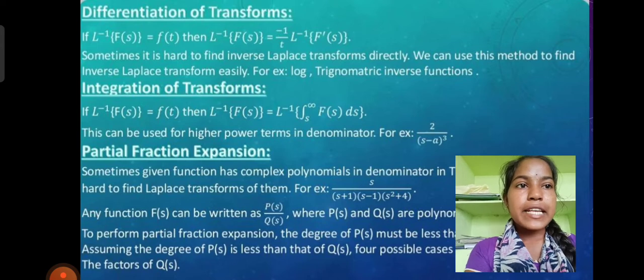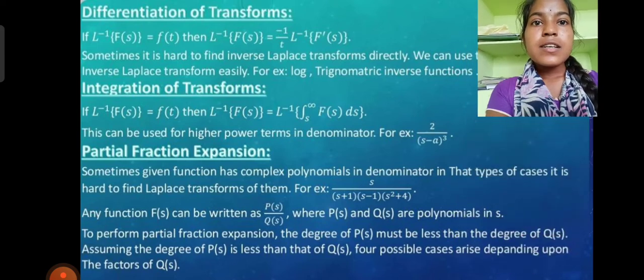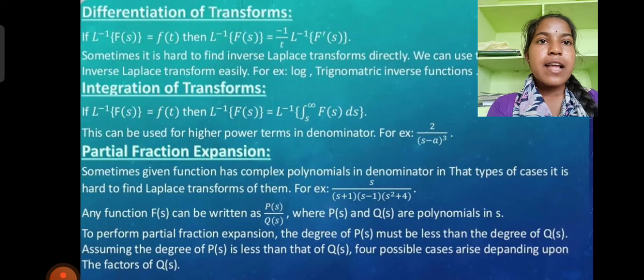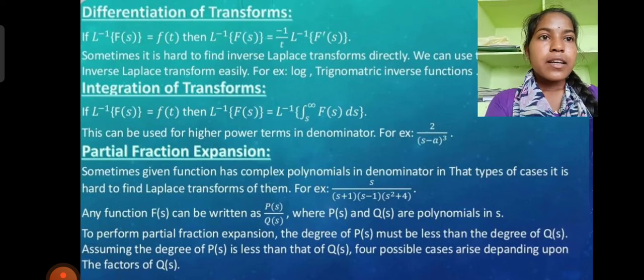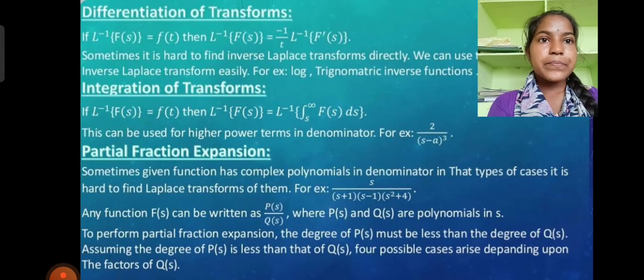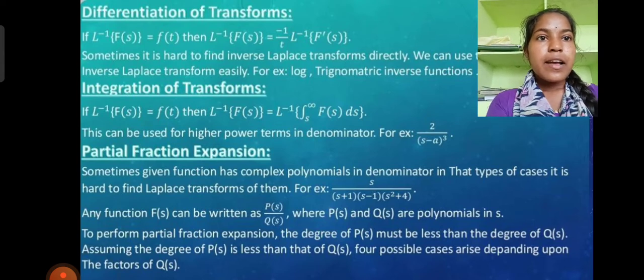Partial fraction expansion. Sometimes the given function has complex polynomials in the denominator. In those types of cases, it is hard to find Laplace transforms of them. For example, s by s plus 1 into s minus 1 into s square plus 1.